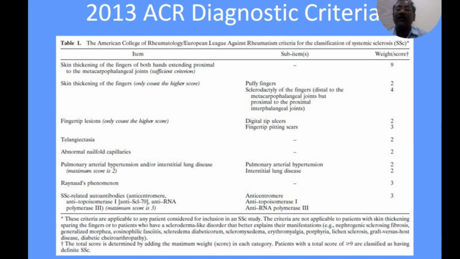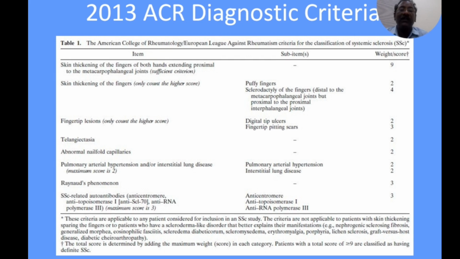If you see the points item-wise: skin thickening of the fingers of both hands extending proximal to the metacarpophalangeal joints, 9 points. Skin thickening of the fingers, puffy fingers, 2 points. Sclerodactyly of the fingers, distal to the metacarpophalangeal joints but proximal to the proximal interphalangeal joints, 4 points.